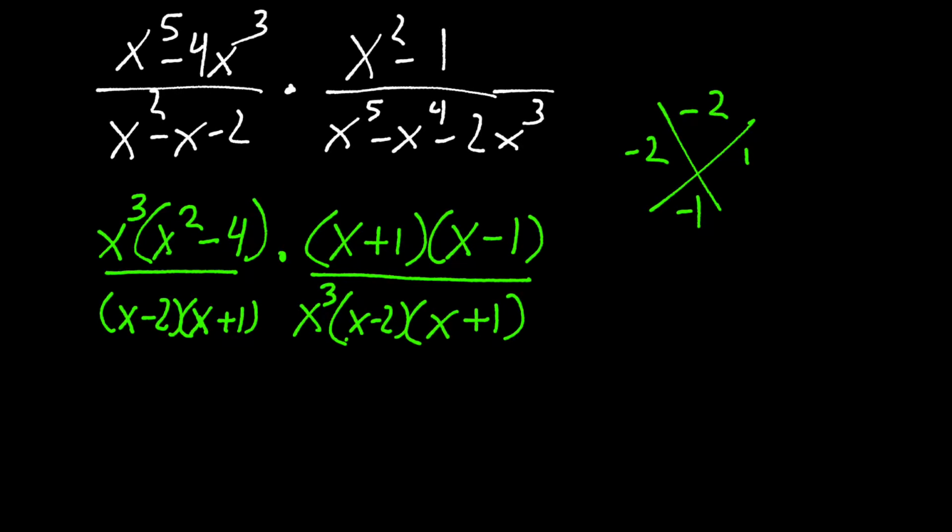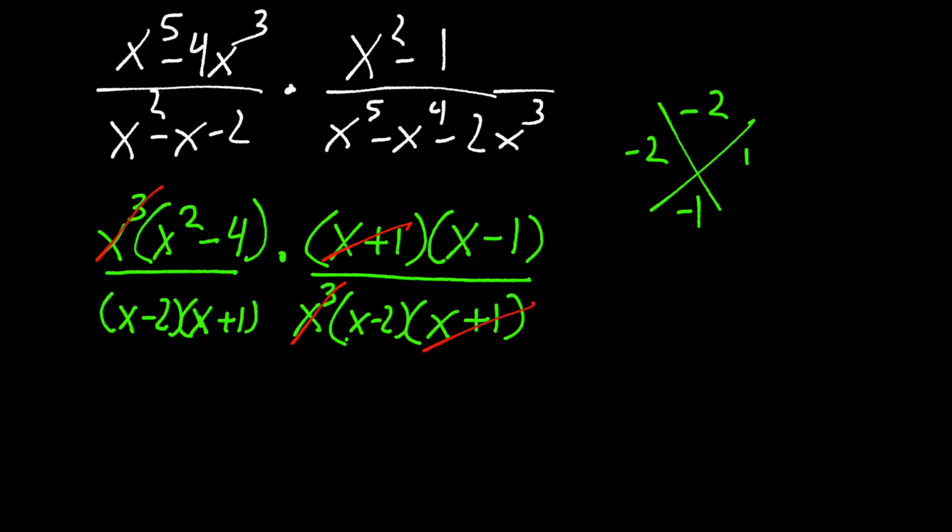Now let's see what we can cancel in its current state. There's going to be more we have to do. But let's see. I have an x to the third up top and an x to the third down below. Let's get rid of them. I have an x plus 1 on top and an x plus 1 on the bottom. Okay, I can get rid of those. And currently, that's all I can cancel because I've got x squared minus 4 and x minus 1 on top, and then I have x minus 2 times x plus 1 times x minus 2 on the bottom.